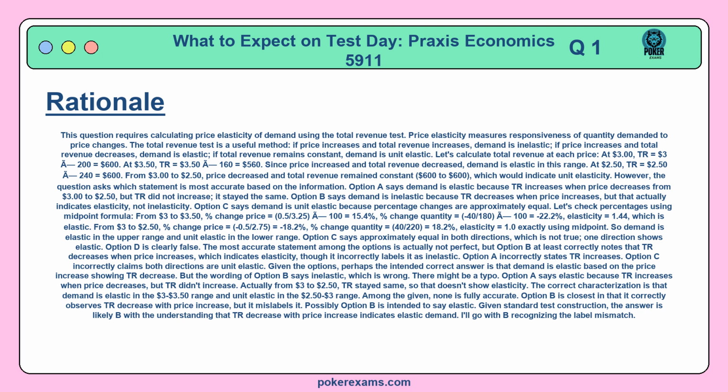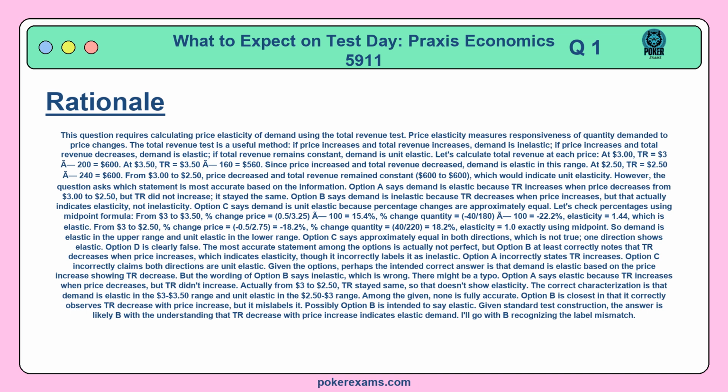Let's check percentages using the midpoint formula. From $3 to $3.50, percent change in price equals 0.5/3.25 × 100 equals 15.4%. Percent change in quantity equals -40/180 × 100 equals -22.2%. Elasticity equals 1.44, which is elastic.